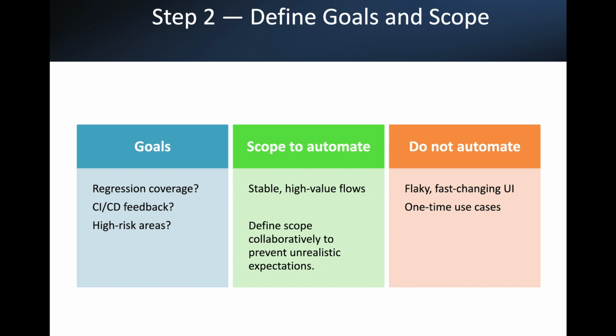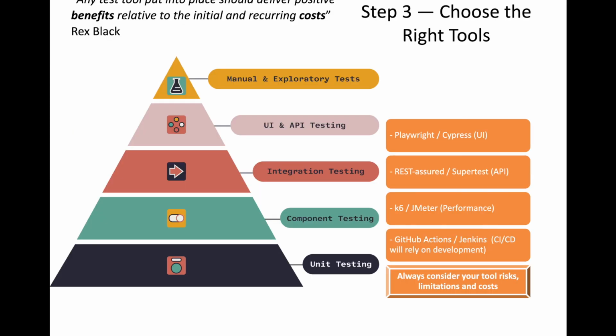Obviously, stable and high-value flows. But also define what not to automate, like flaky experiments or unstable UIs. Scope is everything. Get this right and the rest flows smoother. Then we need to choose the right tools. Any test tool put into place should deliver positive benefits relative to the initial and recurring costs, as Rex Black says.